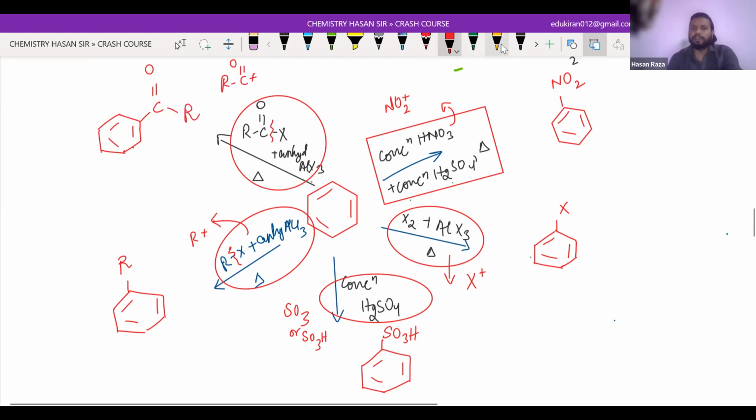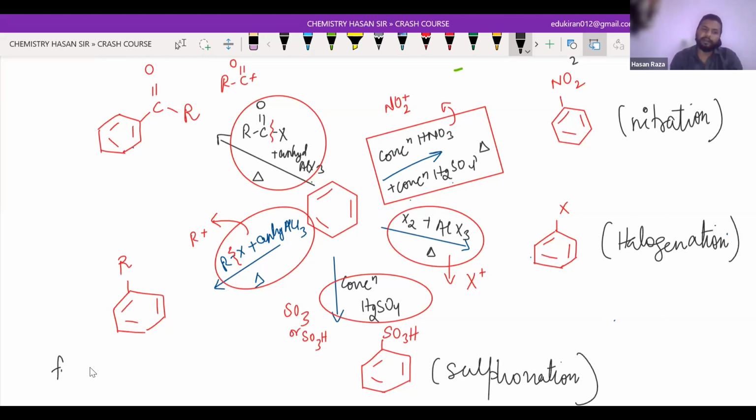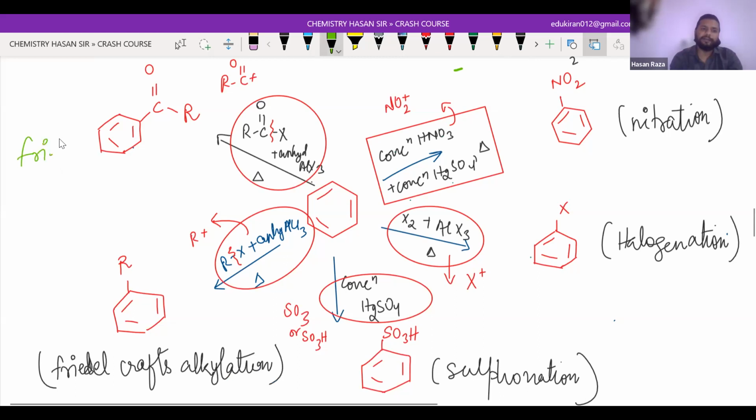You are aware of all these reactions because you have heard that this is nitration, that means addition of a nitro group. This is your halogenation, addition of halogen. This is sulfonation. This is your Friedel-Crafts alkylation. And this is your Friedel-Crafts acylation.